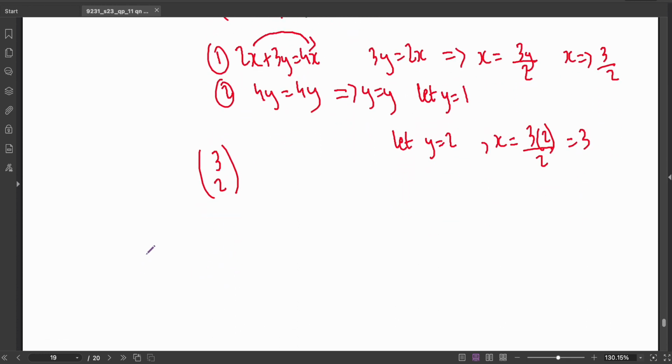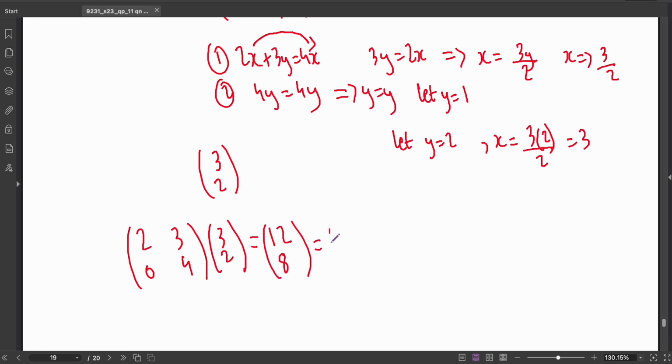Now let's see if this works. So that means 2, 3, 0, 4 times 3, 2. What does that give you? That gives you 6 plus 6 is 12. And then this gives you 4 times 2 is 8. And this, in fact, is 4 times 3, 2. And 4 is our eigenvalue. And 3, 2 is our eigenvector. So you can see this does work.